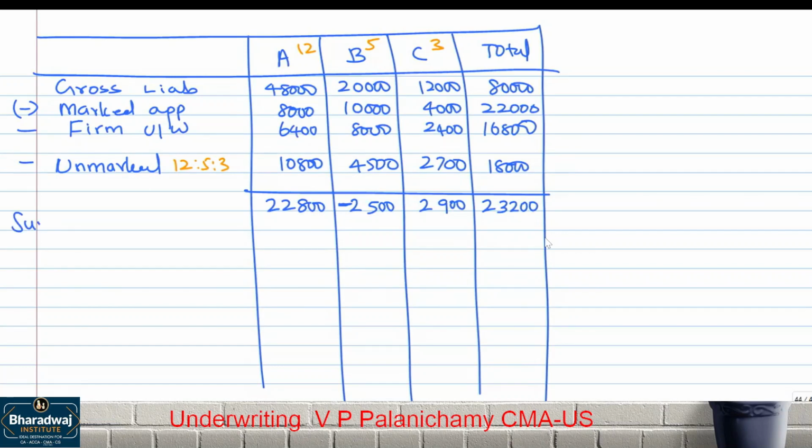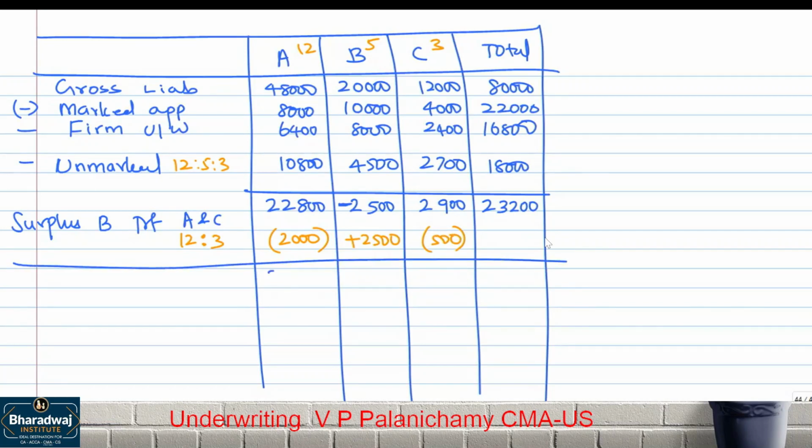Surplus of B is transferred to A and C. Between A and C, what is the ratio? 12:3, or you can say 4:1. So this surplus 2,500, adjust between the others. Net liability will be 2,800, 0, 2,400, total 23,200.